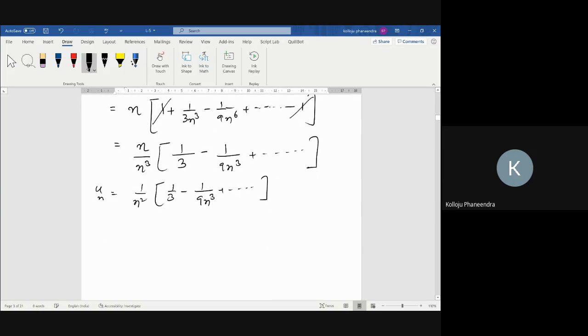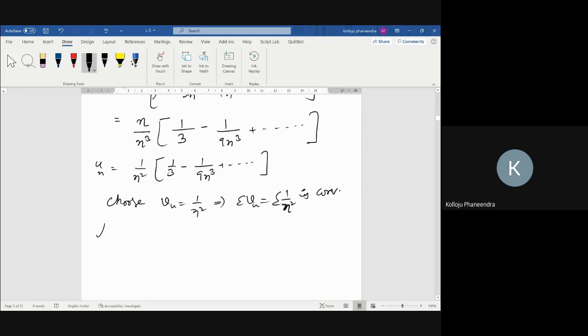So choose Vn equal to 1 by n square. Sigma Vn is sigma 1 by n square, which is a convergent series because n power 2, the p value 2, is greater than 1. Now, what is the limit value? Limit as n tends to infinity of un over vn: the 1 by n square gets cancelled, and for the remaining part the limit is applicable, that is 1 over 3 minus 1 over 9n cube and so on. So the limit value is 1 by 3, not equal to 0 and finite.